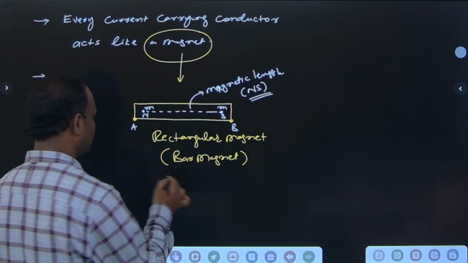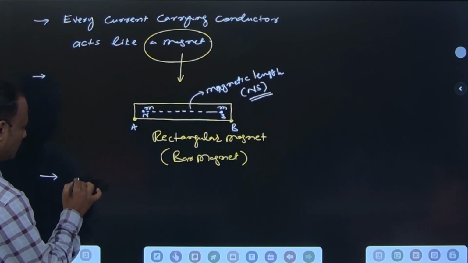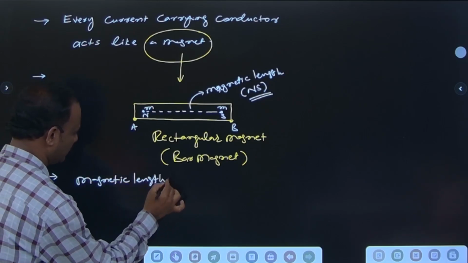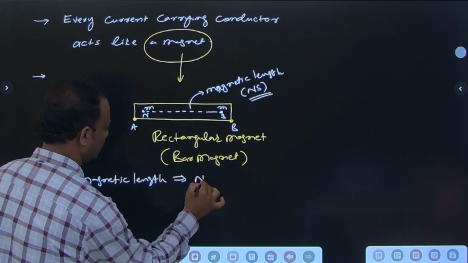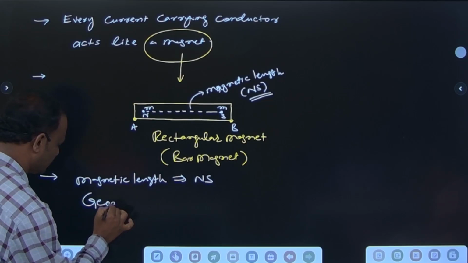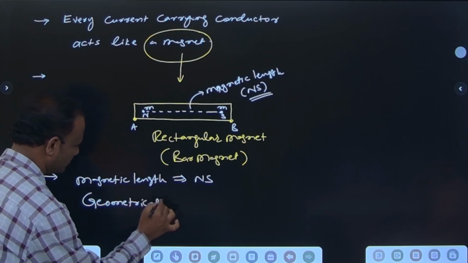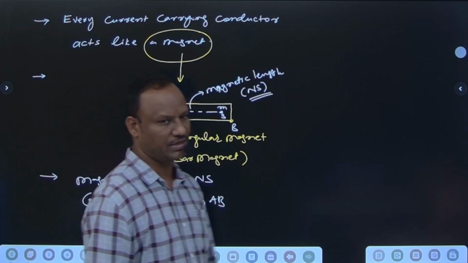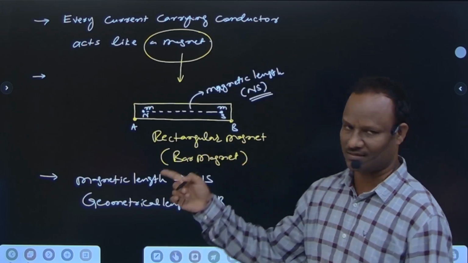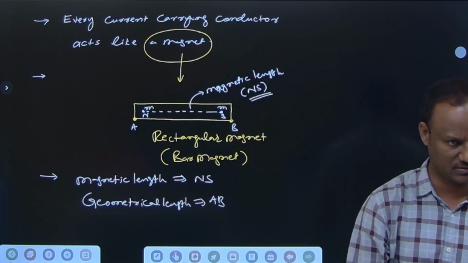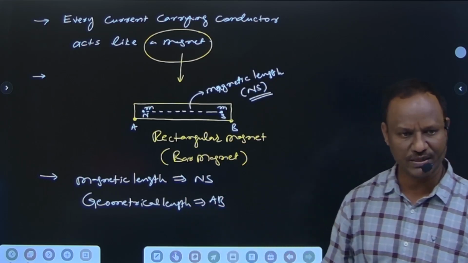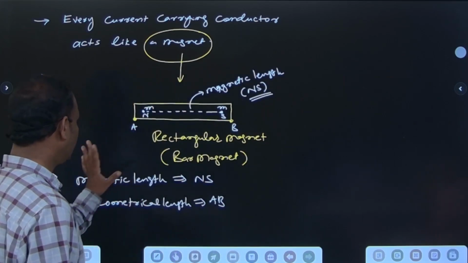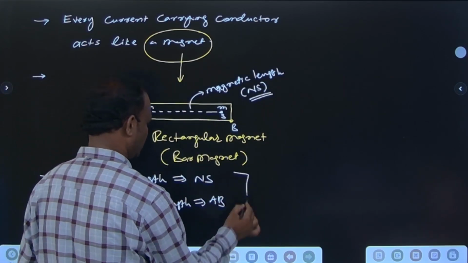And geometrical length is what? One is the magnetic length, NS, and the other is the geometrical length, AB. Do you think these two are the same lengths? No, definitely they are different lengths. Magnetic length is equal to 5/6 times the geometrical length. You will learn this in the next levels. So here is the magnetic length, and the other one is the geometrical length.